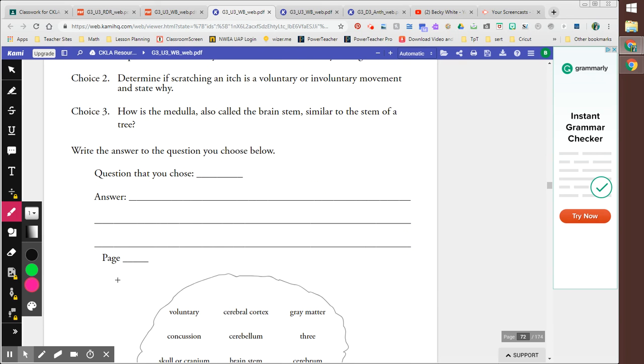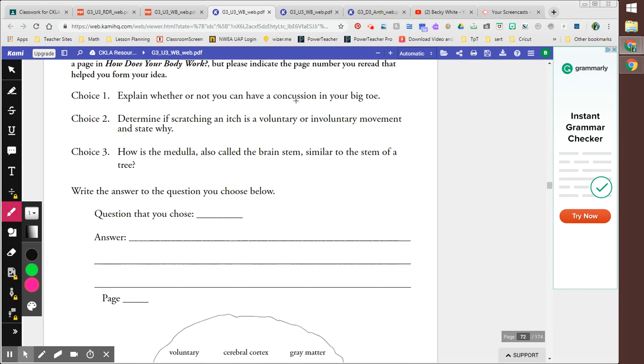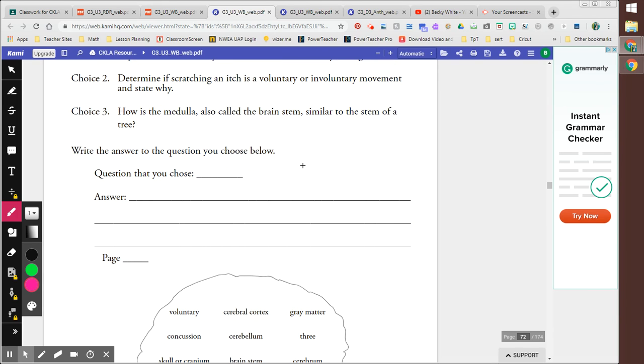Now, you're not going to find the exact page number, but if you are talking about choice one, you need to go and find where your reader talks about what a concussion is. And that's going to be the page you put here. If you're answering number two, you need to go and find out about voluntary and involuntary movements and use that page to help you answer. And if you're choosing choice three, you're going to be looking up what a medulla is. Why is it called the brainstem? Put that page number here, and then answer how it is similar to the stem of a tree. When you're finished, you know what to do with your papers.